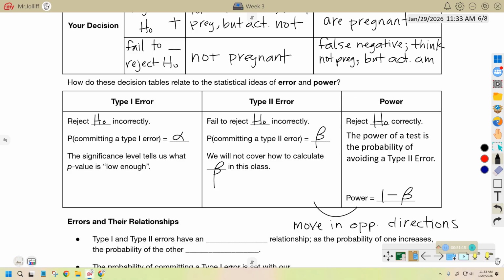Type 1 and type 2. The probability that I reject incorrectly versus fail to reject incorrectly. Guesses on which way those move. Same direction or opposite direction? Opposite, yeah. Because they're measuring opposite things. One's rejecting incorrectly, the other one's failing to reject incorrectly. I expect these are also going to move in opposite directions.